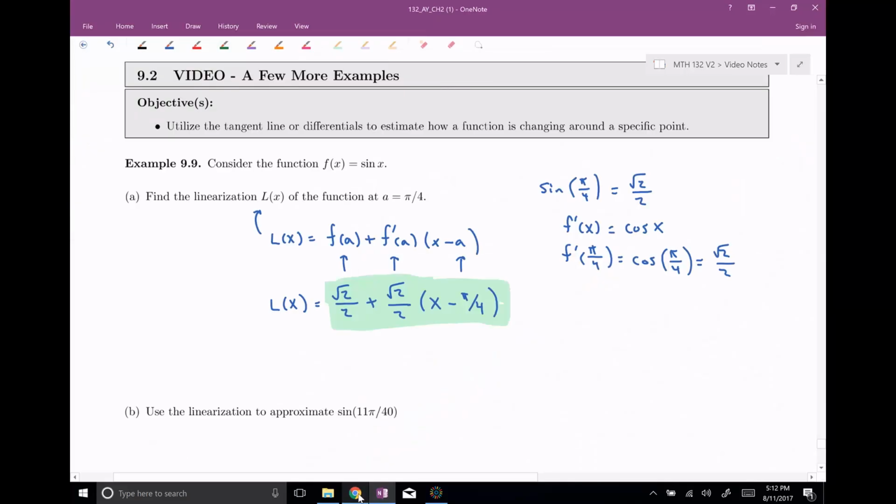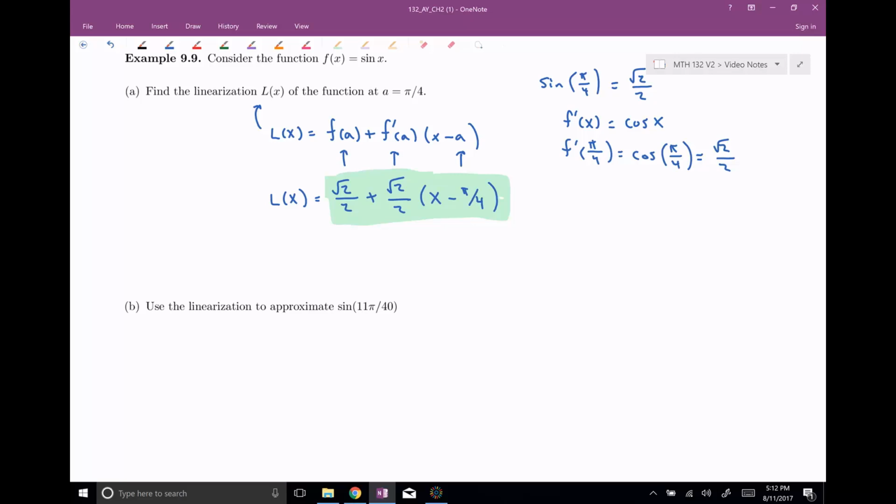Okay, next up, I would like to use the linearization to approximate sine of 11 pi over 40. And the claim is, 11 pi over 40 is close to 10 pi over 40. Well, that's the same thing as pi over 4. So again, this value right here, 11 pi over 40, is close to pi over 4, this thing that we're pinning our tangent line to. Again, we were pinning it here at pi over 4.